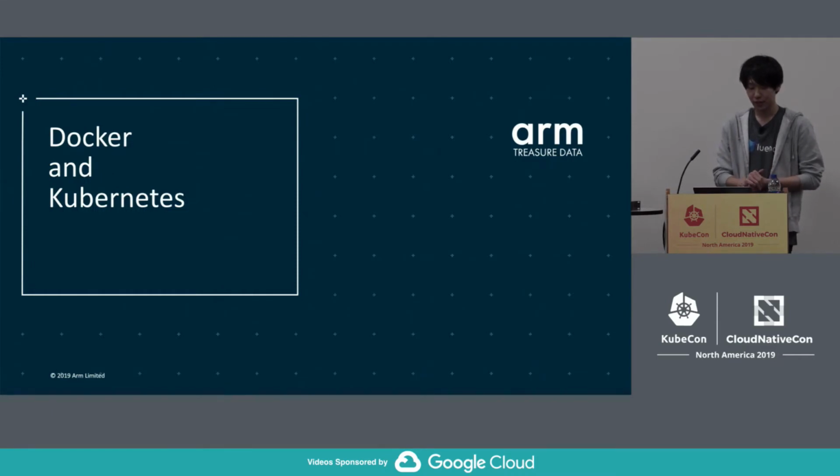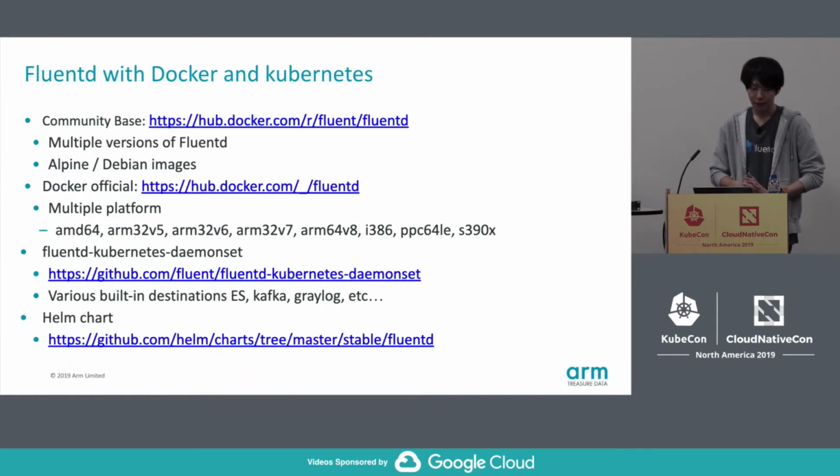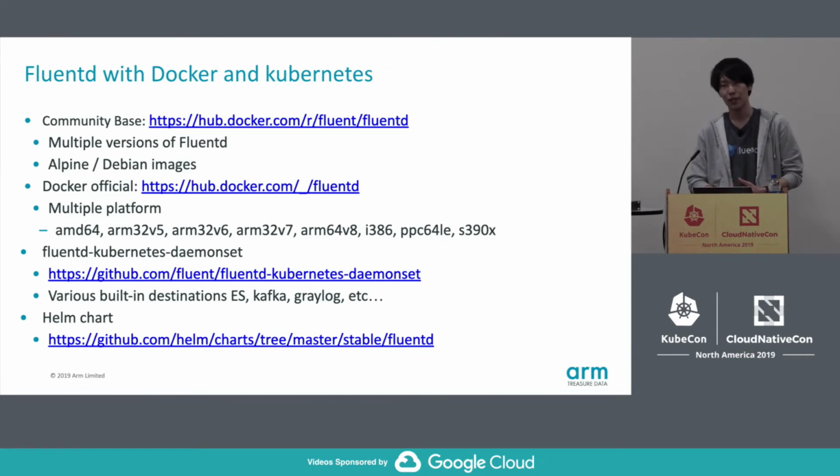Next, Docker and Kubernetes. I'll talk about how Fluentd collects log data in a container environment. First, I'll talk about the resources for Fluentd in Docker and Kubernetes environments. We provide two types of Docker images. One is the community-based image, and the other is the Docker official one. The community-based image supports multiple versions of Fluentd, and the base images are Alpine and Debian.